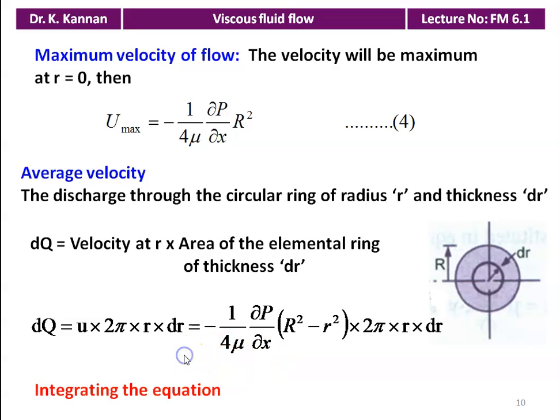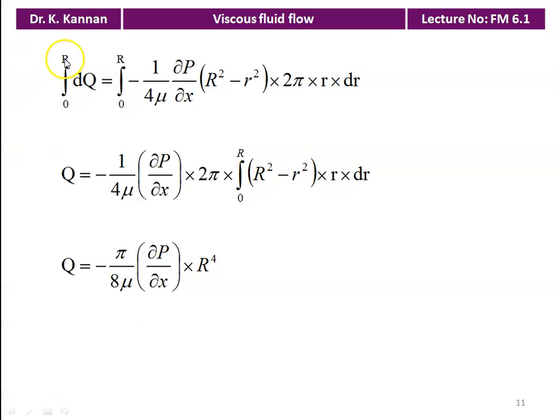So when you integrate the equation, we will get the discharge. Integrating from 0 to r, from the center of the pipe to the outer radius, dQ equals the integral from 0 to R of minus 1 by 4 mu dou p by dou x into (R square minus small r square) into 2 pi r into dr. So the left hand side becomes Q, and on the right hand side, these are all constant.